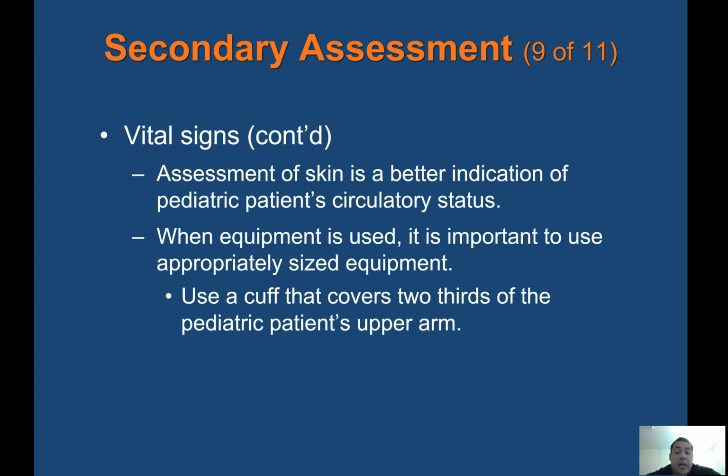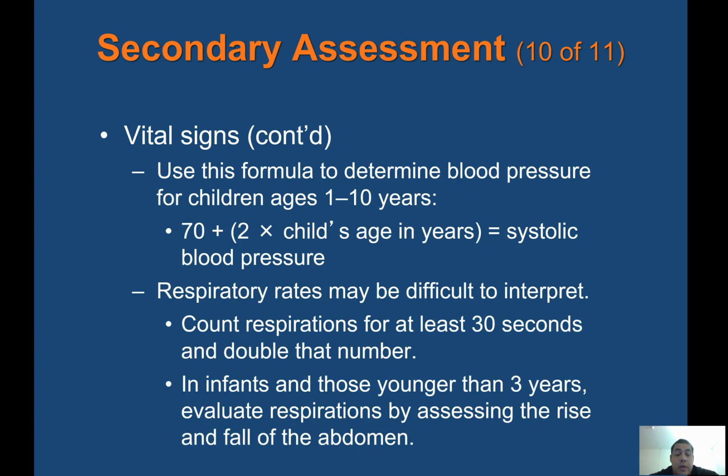Assessment of skin is a better indication of pediatric patient's circulatory status. When equipment is used, it is important to use appropriate size equipment. Use a cuff that covers 2/3 of the pediatric patient's upper arm. So either too small or too big is going to give you an inaccurate reading, and that goes along with everyone. Make sure the blood pressure cuff fits.